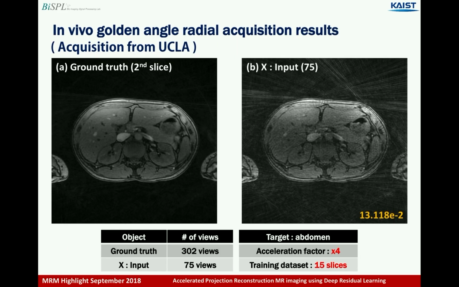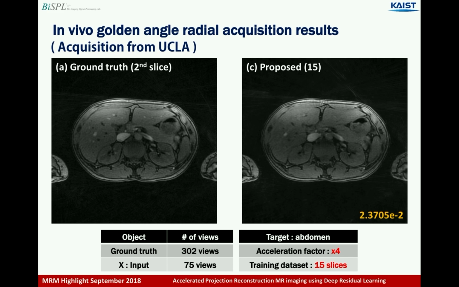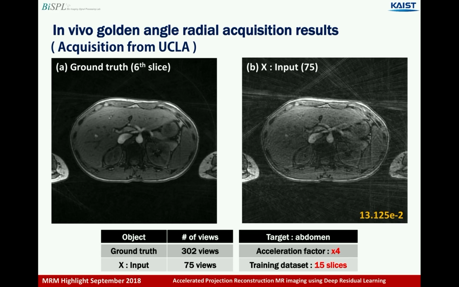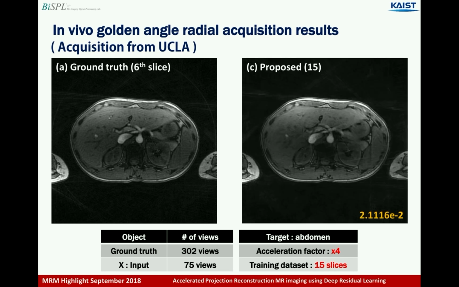These slides show in vivo golden ratio radial acquisition from UCLA. The left figure is the ground truth, and the right figure is the input data. In the proposed case, the streaking artifact patterns are clearly removed. Here is another slide, which shows similar results.